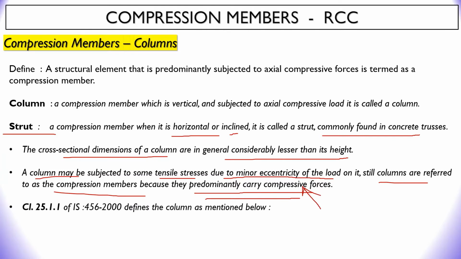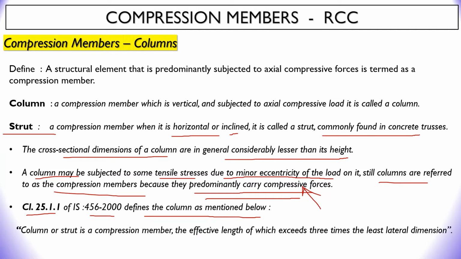Now you can refer to clause number 25.1.1 of IS 456. Here let us see how the code defines a column. As per the codal definition, the code suggests that a column or a strut will be a compression member, the effective length of which exceeds 3 times its lateral dimension. That means its least lateral dimension.